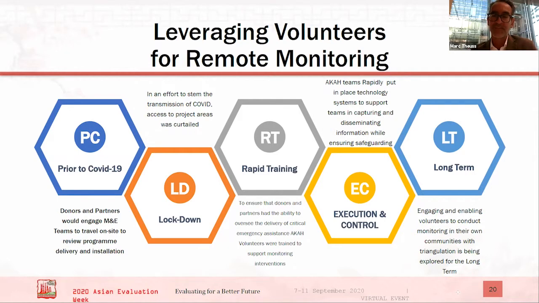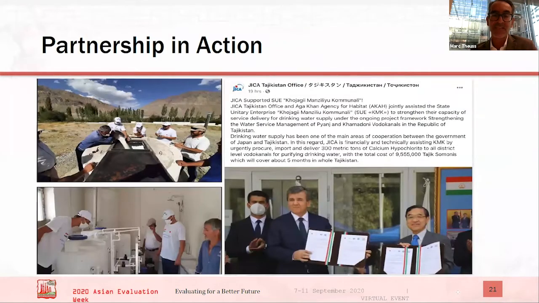Next slide, please. This slide illustrates the water purification project within which that volunteer-based localized monitoring system has been implemented across Tajikistan in partnership with JICA. Next slide, please.